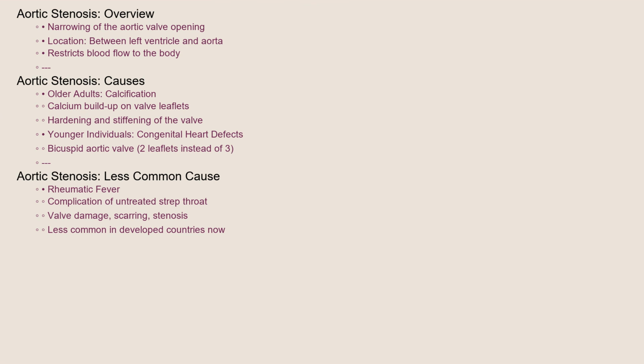The primary causes of aortic stenosis vary with age. In older adults, it's often due to calcification, a gradual build-up of calcium deposits on the valve leaflets, essentially hardening and stiffening the valve over time. In younger individuals, congenital heart defects, particularly a bicuspid aortic valve, meaning the valve has 2 leaflets instead of the normal 3, are often responsible. Rheumatic fever, a complication of untreated strep throat, was once a significant cause, damaging the valve and leading to scarring and subsequent stenosis, though this is less common now in developed countries.